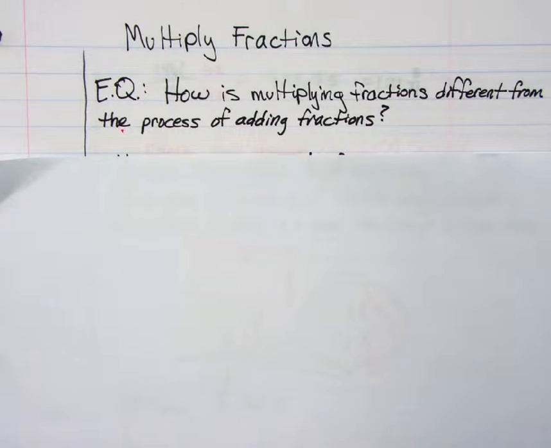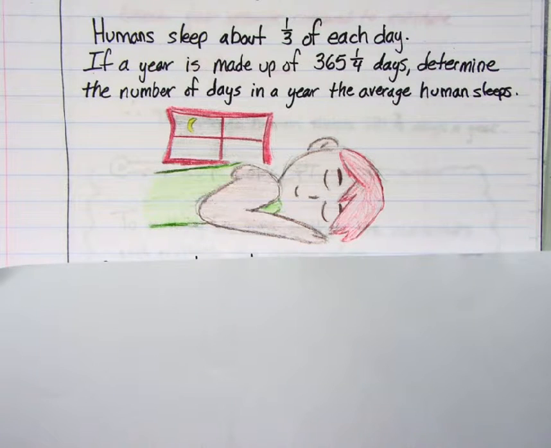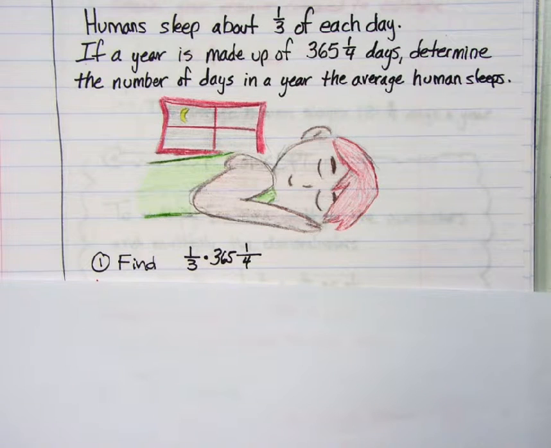All right, today we're talking about multiplying fractions. Essential question: how is multiplying fractions different from the process of adding fractions? So think about that. Our example: humans sleep about a third of each day. If a year is made up of 365 and a fourth days, determine the number of days in a year the average human sleeps. So we start with finding a third of 365 and a fourth.